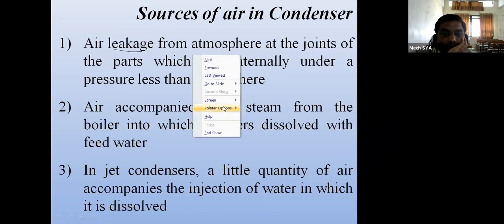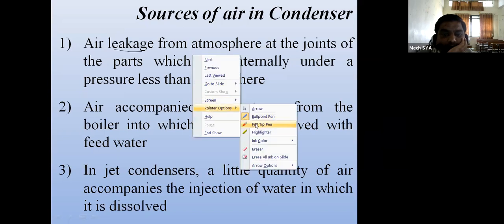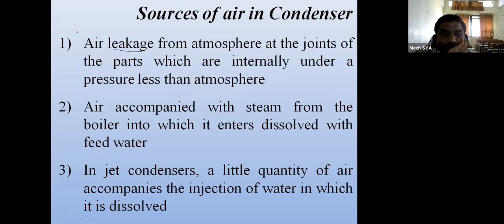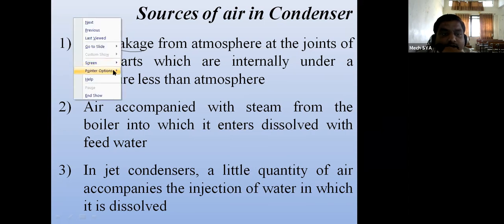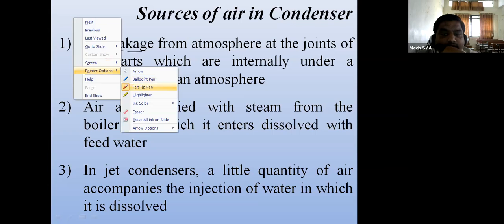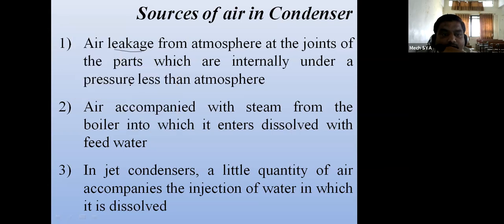Some joints are welded, and welded joints are not 100% airtight, they are not welded properly. So small porous holes may remain, through which air may enter the condenser, because outside air pressure is more than inside pressure. And air flows fast from high pressure to low pressure, so there is a possibility of some air flowing in through the leakage.